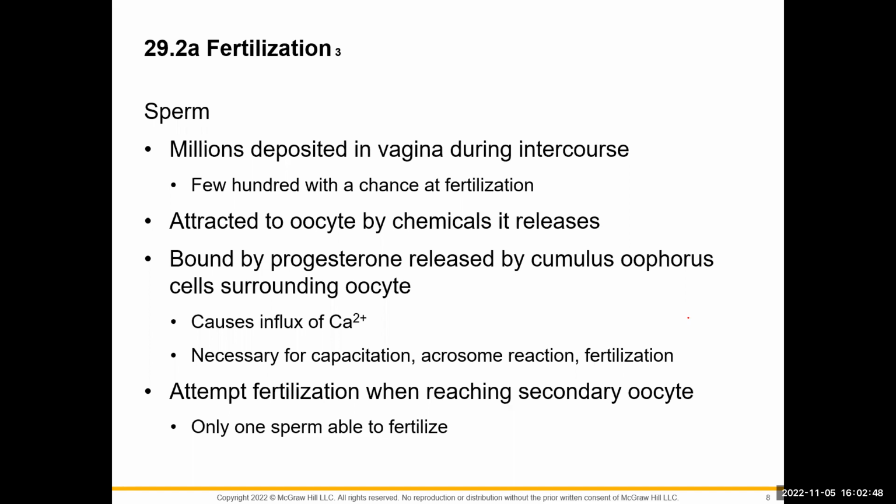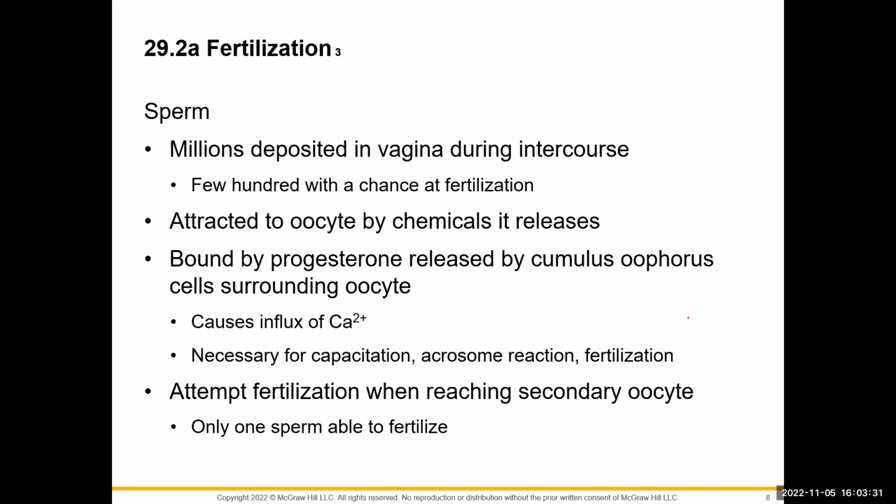As luck would have it, or as nature has planned it, the secondary oocyte at this period of time is releasing attractive chemicals that guide the sperm towards the target. The oocyte is releasing these chemicals, and so the sperm now have a kind of homing beacon, and they start to travel in that direction. Some of those chemicals increase the calcium channels in the flagellum of the sperm to direct it towards that area, but it also makes it able to undergo that process of capacitation.